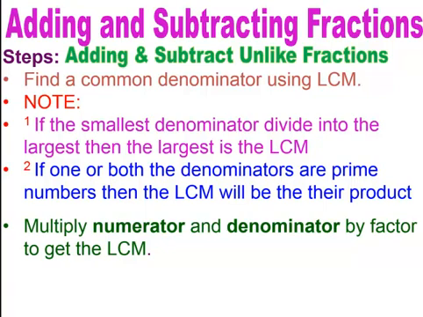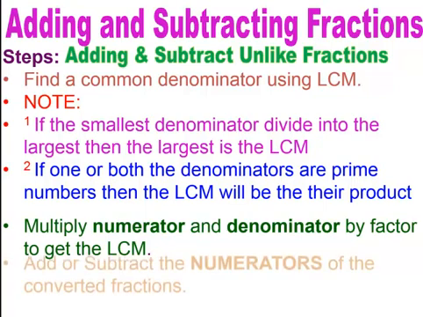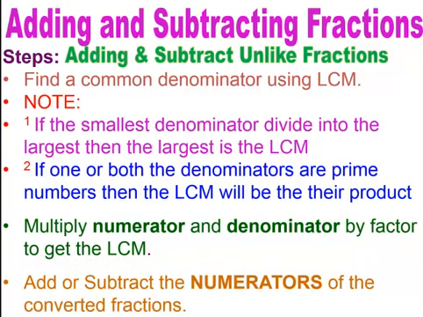Once you have your least common multiple, you're going to need to convert your fractions to have that denominator. And when you convert, you're going to be multiplying by a number that's going to get us that common denominator. And you need to multiply the numerator and the denominator by the factor that gets us that least common multiple. So that'll give us the converted fraction. Once you have the fractions converted, you will have like fractions, and then you will add or subtract the numerators. Don't forget, you're always going to need to simplify if the fraction simplifies.